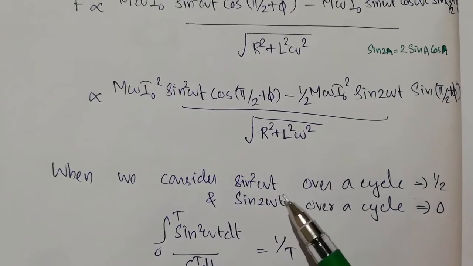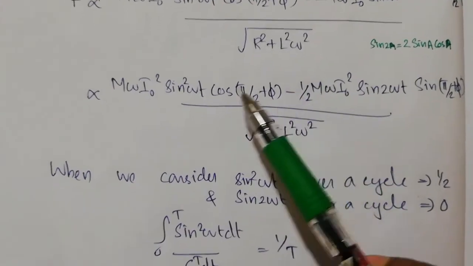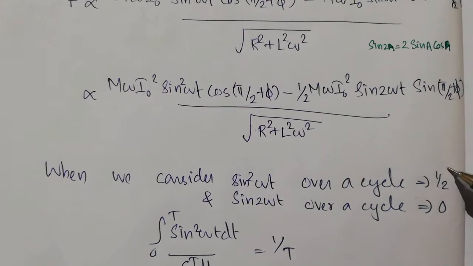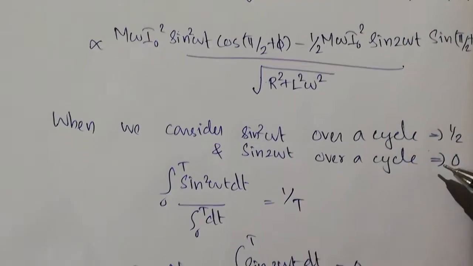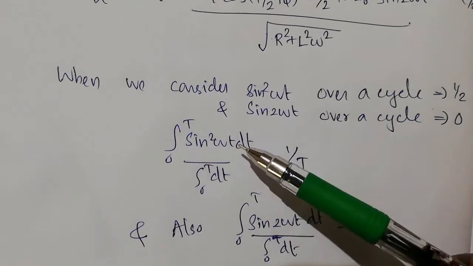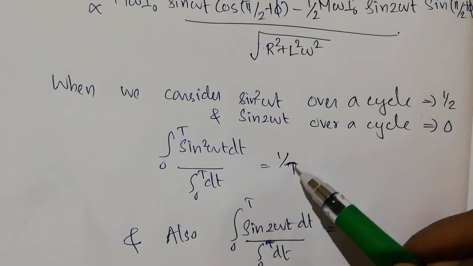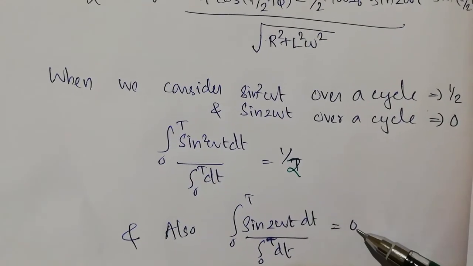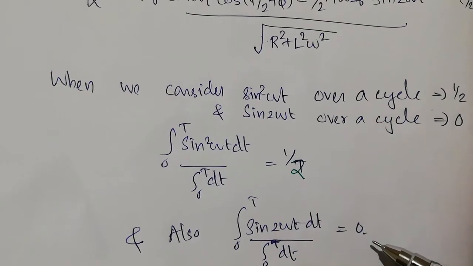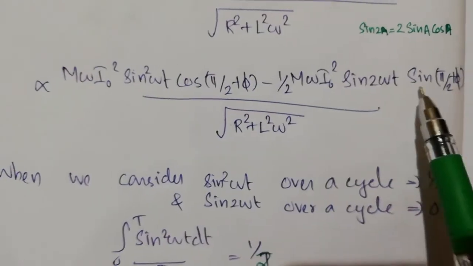Now, when we consider the terms over a cycle, sin square omega t value will be equal to 1 by 2 and sin 2 omega t will be 0. That is, over a cycle, sin square omega t will have the value of 1 by 2 and sin 2 omega t will have a value of 0. When we substitute here, this term will vanish.